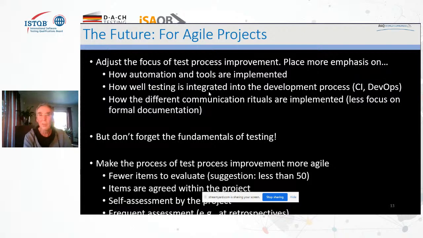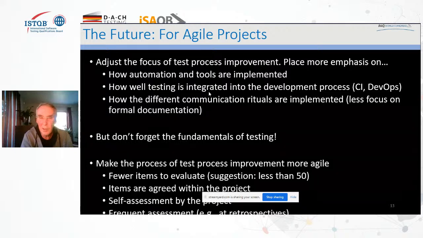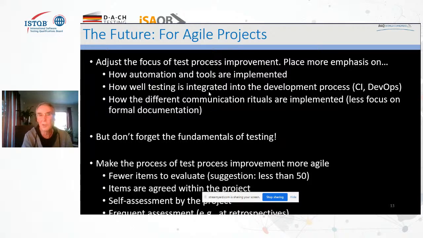So what we need in the future, I firmly believe, and I've done this, is we need to actually have fewer things that we look at, fewer things that we evaluate when we're saying, how good is our test process? We generally evaluate test processes by saying, here's a checkpoint. Are you doing this? Yes or no? You can still use that approach, but the suggestion here is the number of items you're evaluating should be less than about 50.